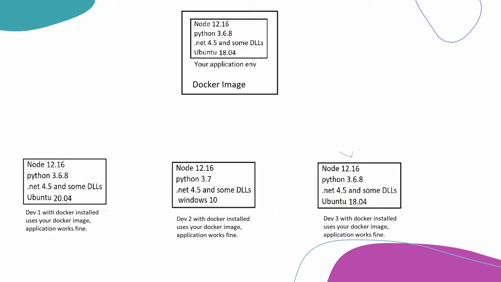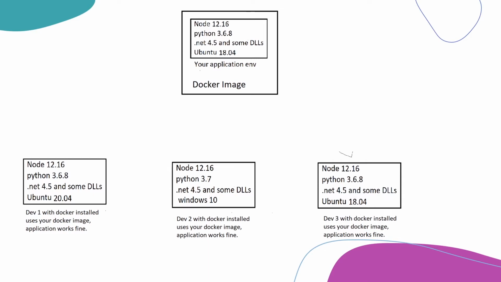With the help of Docker, you create a Docker package of your application. The Docker package is called a Docker image. The Docker image is shareable. Developer 1 has Docker installed and he can use your Docker image to run the application. Developer 2 also has Docker installed and he can use your Docker image to run the application. Same with developer 3.